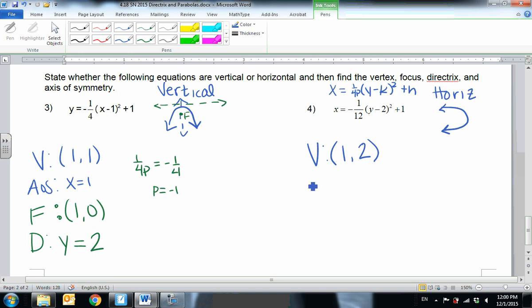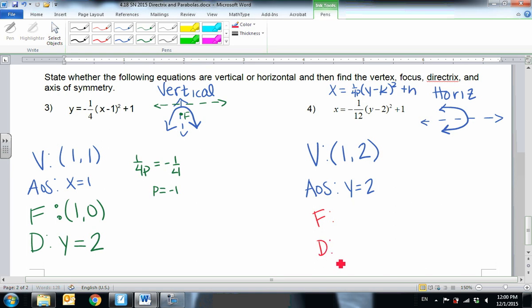All right, axis of symmetry. What kind of line is our axis of symmetry going to be? Y equals, good. Look at your graph. Axis of symmetry still has to go through your vertex. So what's the equation of the axis of symmetry? Y equals 2. Everyone okay with that? Give me a little nod if we're okay. Cool. All right. Focus and directrix now.